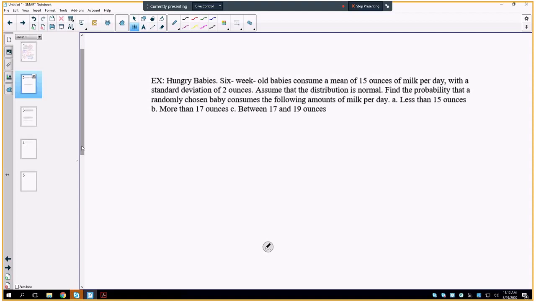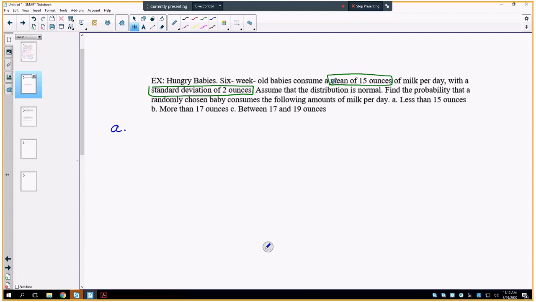So moving on, let's do another type of example. This is called hungry babies. So 6-week-old babies consume a mean of 15 ounces. I know that I need a mean, so let's go ahead and highlight that. A mean of 15 ounces of milk per day with a standard deviation of 2 ounces. Highlight that. Assume that the distribution is normal, of course. Find the probability that a randomly chosen baby consumes the following amount of milk per day. So A, less than 15 ounces. Let's start with A.